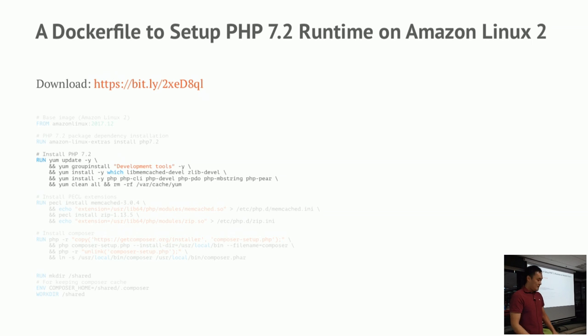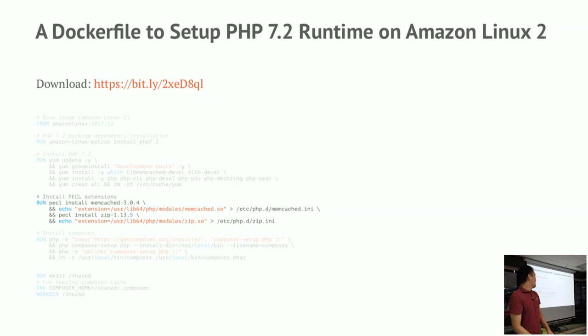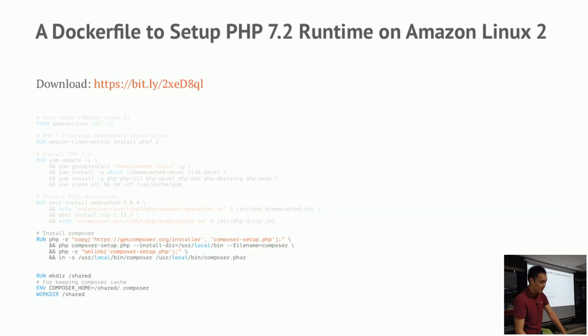Now, the image already knows the package information of PHP 7.2, so we use the yum package manager to install PHP 7.2. And if you need PHP extensions, you can install them. In this example, I installed memcached and zip extensions. And I think we need Composer as well. I download and install Composer to this image as well.